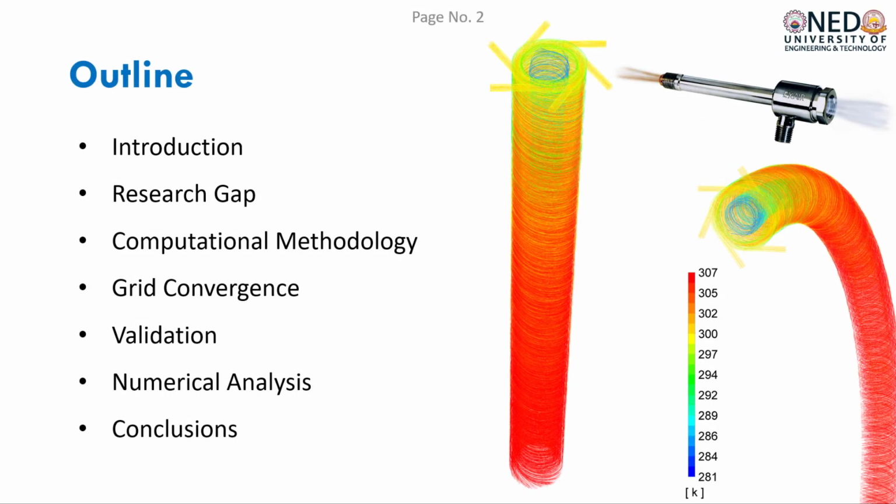This presentation includes fundamentals of a Ranque-Hilsch vortex tube and identification of the research gap at first. Then computation methodology is discussed through grid convergence and validation through the experiment. Finally, CFD results are presented on which optimization of vortex tube is performed.